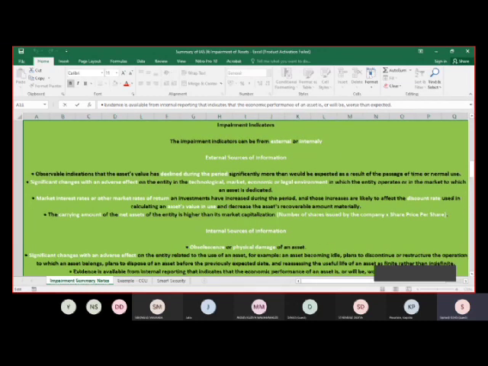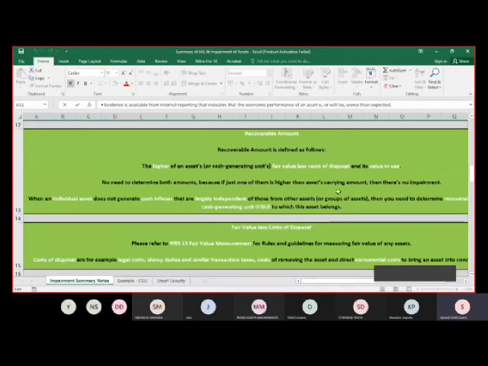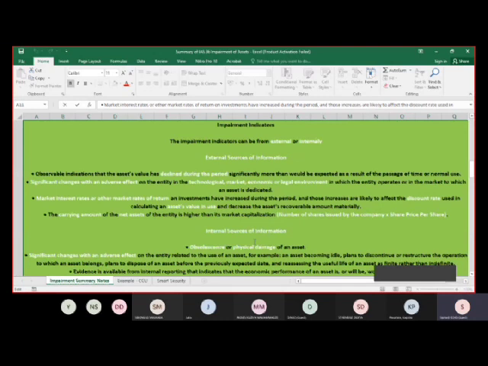Evidence is available from internal reporting that indicates that the economic performance of an asset is or will be worse than expected. So maybe the asset is no longer performing the way it is expected. It's constantly being repaired, but it's still not functioning well. That in itself might be an indicator that you need to revisit the carrying amount of that asset because it's depleting. So in that case, you might actually need to impair that asset.